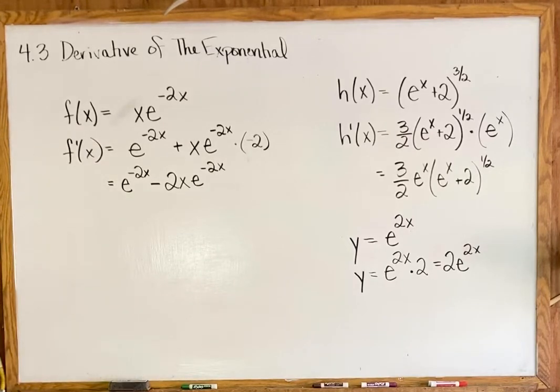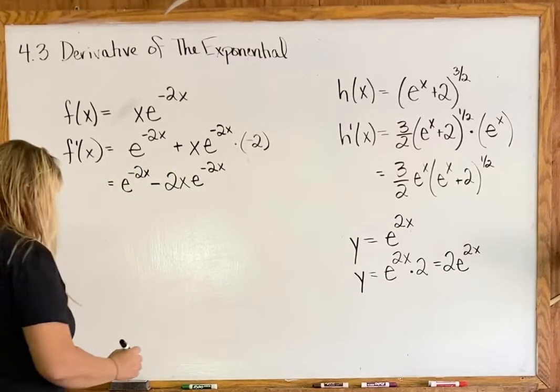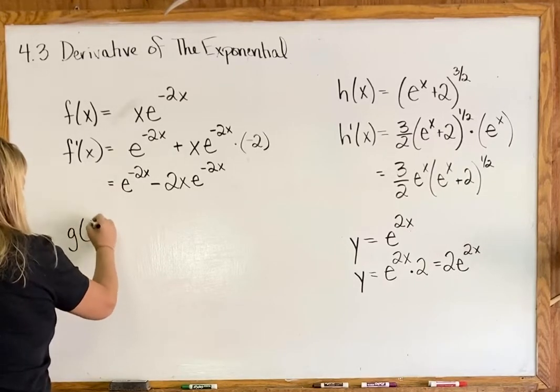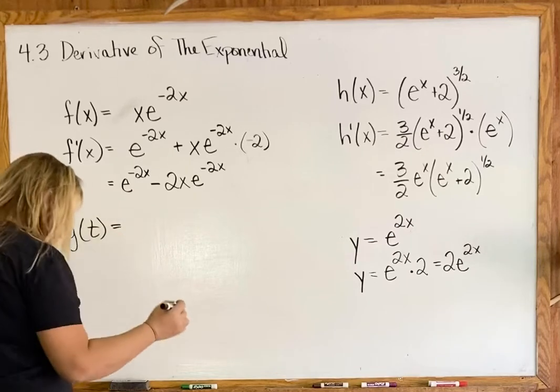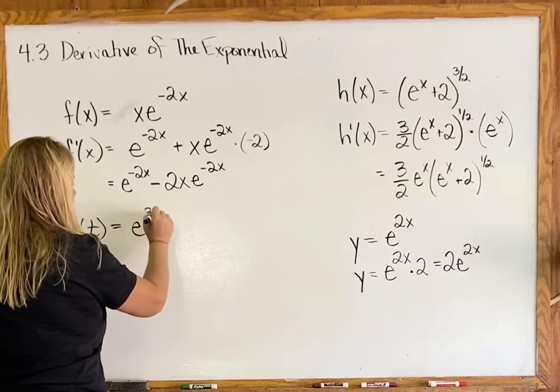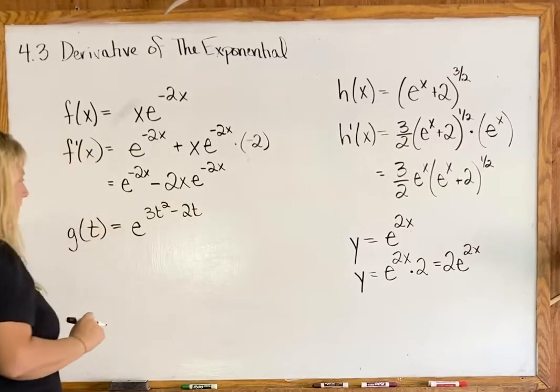Okay, so again, the derivative itself is not necessarily the prettiest because it's definitely going to have e's running around it, but it's not so bad, okay? All right, one more here. Let's say we had g of t equals e to the 3t squared minus 2t.